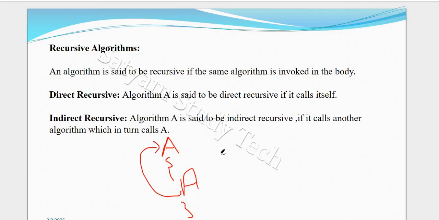Indirect recursive means, for example, algorithm A calls algorithm B, and algorithm B calls A. So this is called indirect recursive. Here A calls B and B calls A, so indirectly A calls A. This is the indirect recursive.